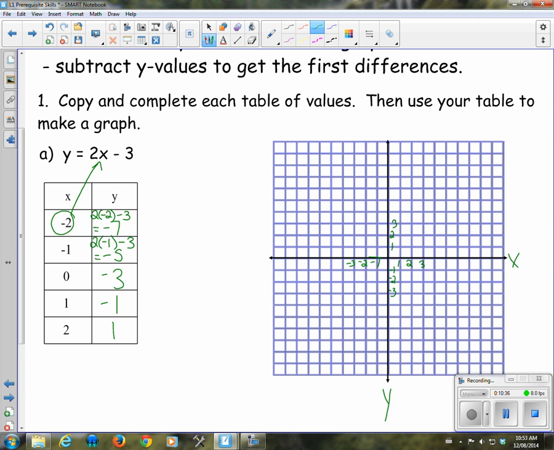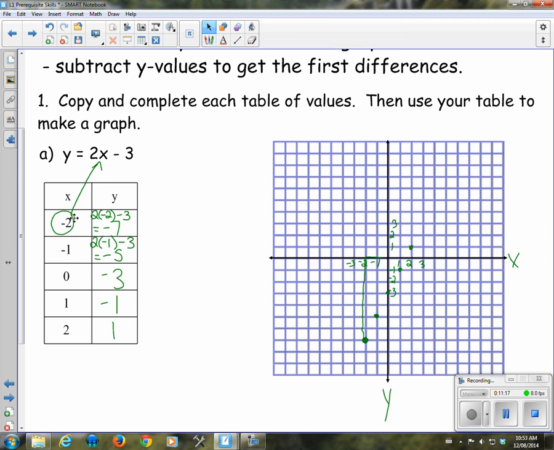And then I'm going to go down to -7, and I'll put a point. I don't have to draw the lines every time. I was just doing that so you could see what I was doing. So -1, -5: I'm going over to -1 and down to -5. And 0 and -3: 0 is in the middle and down to -3. And 1 and -1: positive 1, so I'm going to the right one and down to -1. And +2 and +1: to the right 2 and up 1.